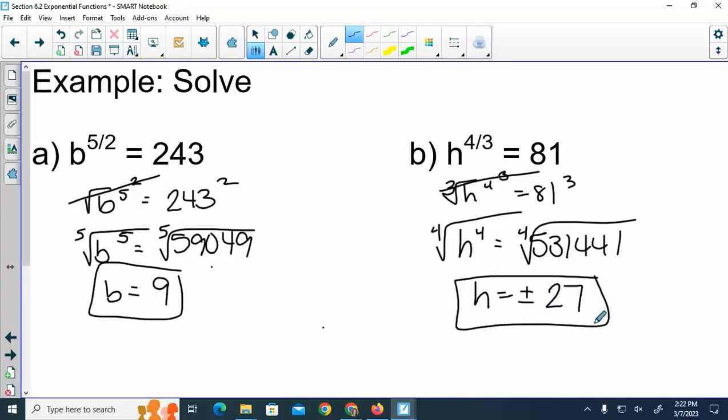Alright, so those aren't exponentials, but I just wanted to remind you that we do know how to solve those kinds of problems. Are there any issues with that? So if it's odd, we don't have to do the plus. Right. Okay. Only if you had an even radical.